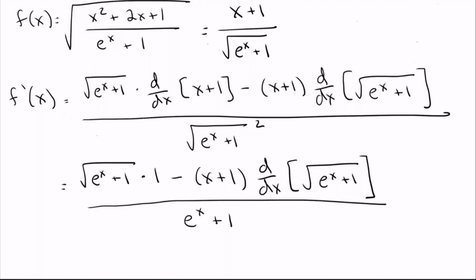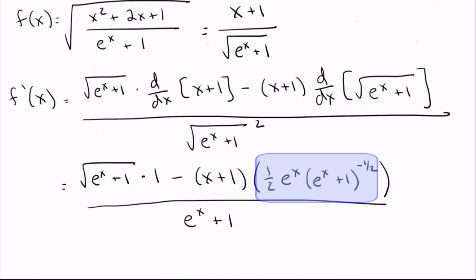Okay, so what I'm going to do is substitute in that value we just got from our scratch work for the derivative of the square root of e to the x plus 1. Okay, so at that point, that's it, right? There's nothing else to do. We've done all the derivatives.